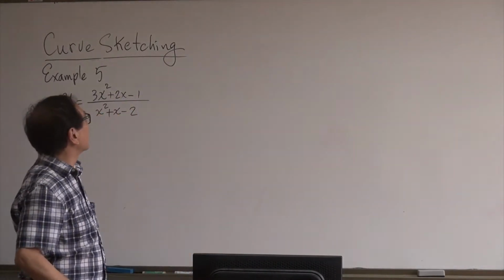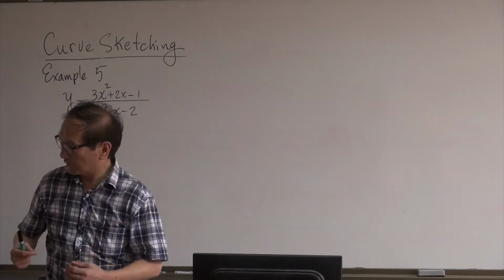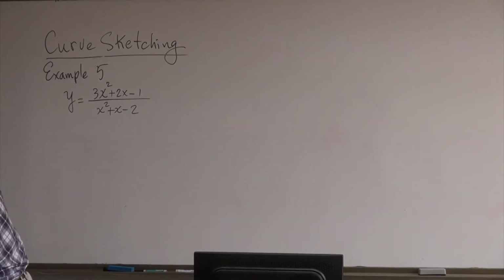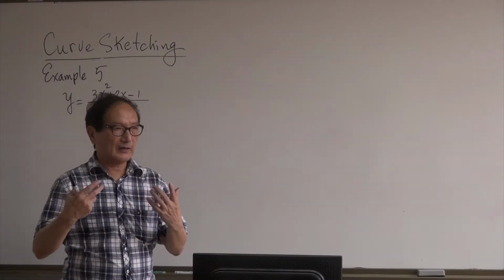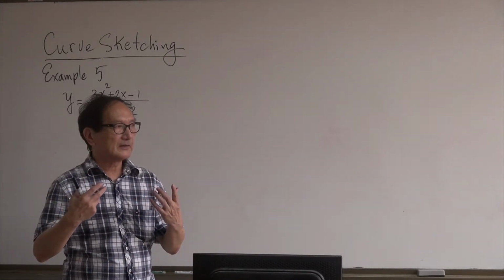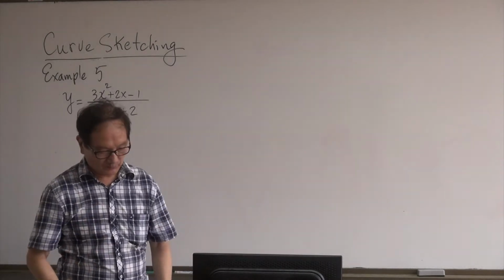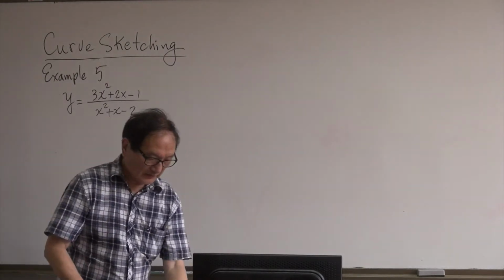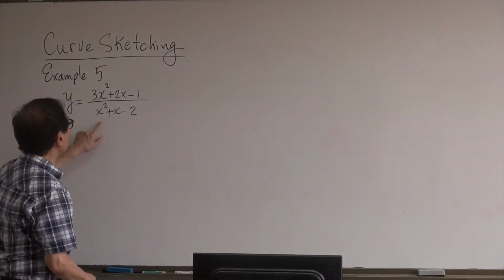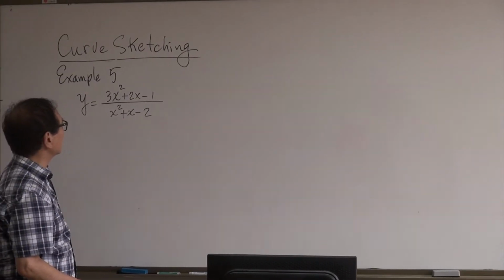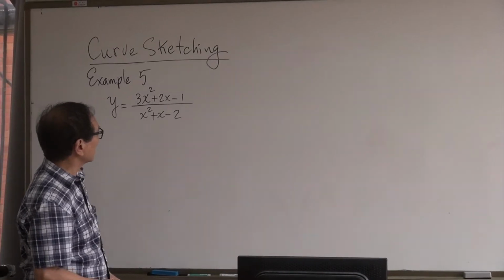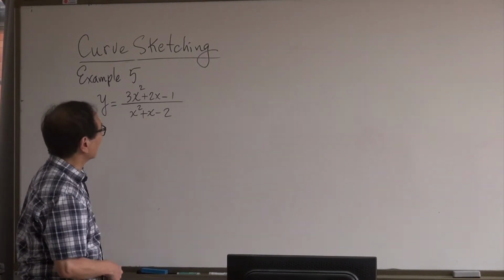We continue curve sketching. This time we are considering asymptotes. Now look at this function, right? We want to sketch the curve of this function. It's not easy.